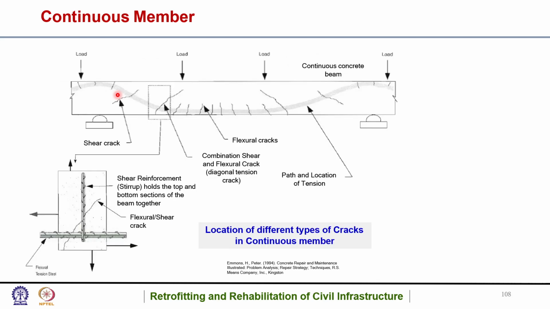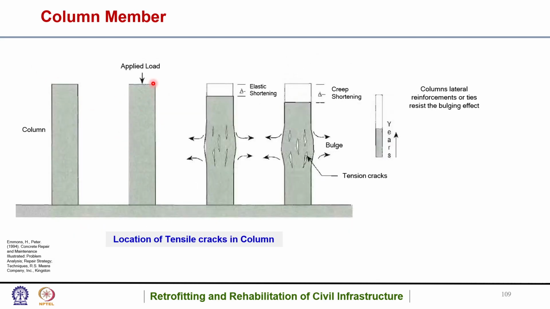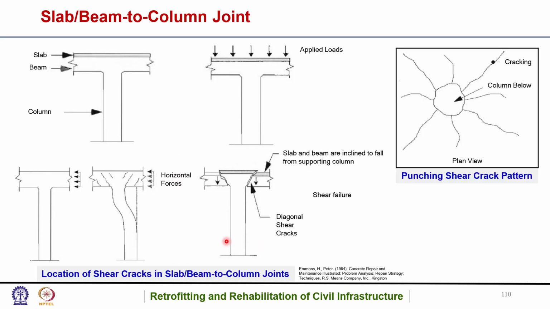So next we come to the column member. When load is applied, firstly it will undergo elastic shortening, which is recoverable, and then creep shortening, which is permanent, and this occurs mainly because of bulging. This bulging results in tensile cracks. The column's lateral reinforcement or ties resist this bulging effect. That's why the tie bars are important. These are the locations of tensile cracks in the column.